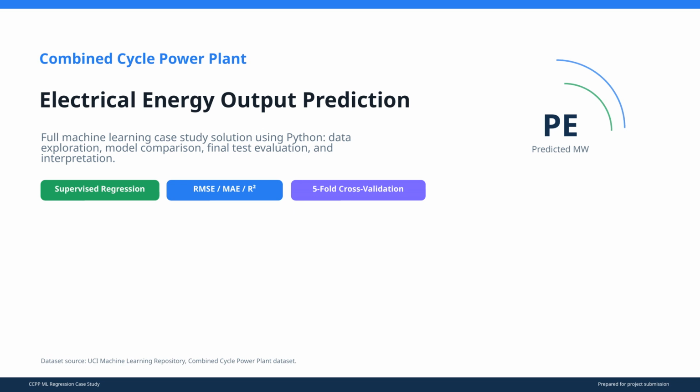Welcome. This project predicts the net hourly electrical energy output of a combined cycle power plant. The model uses 4 environmental measurements collected by plant sensors. Because the output is a numeric value measured in megawatts, this is a supervised regression problem. The solution was developed in Python and evaluated using RMSE, ME, and R-squared.